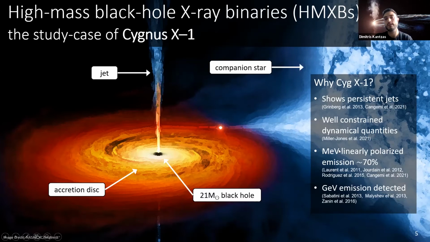The first one is that the INTEGRAL collaboration has announced some MeV linear polarization of the order of 70%, which is a hint for synchrotron radiation coming from structured jets, coming from structured magnetic fields. And finally, Cygnus X-1 is among the very few X-ray binaries that has been detected in the GeV band.